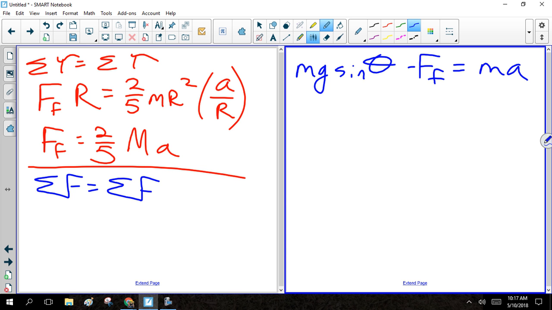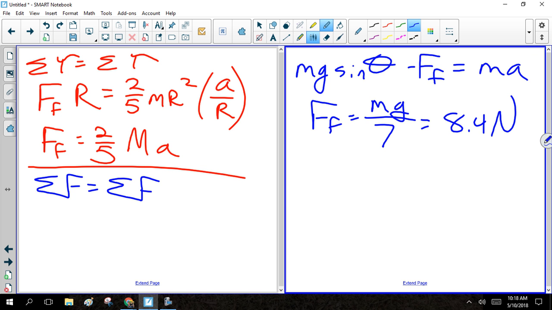So I've got 2 equations and 2 unknowns. What are my 2 unknowns? Acceleration and friction, right? So now I can find those 2 things. Follow? Do I need to go through the algebra for how I resolved these 2 equations? Okay, so if you do this, your force of friction ends up being mg over 7. You know your mass, so plug in your numbers. You end up getting 8.4 newtons. And then the acceleration is going to be what? 5/2 the force of friction over the mass.